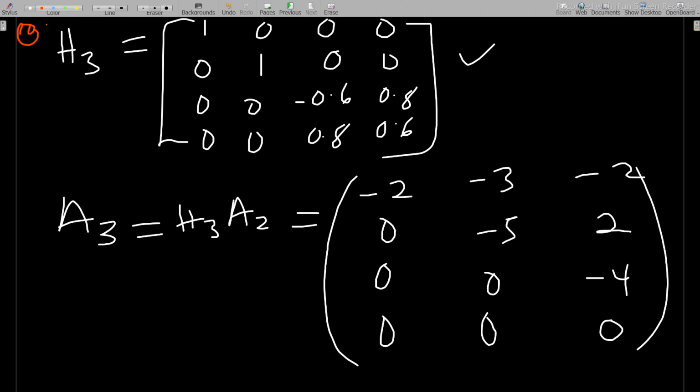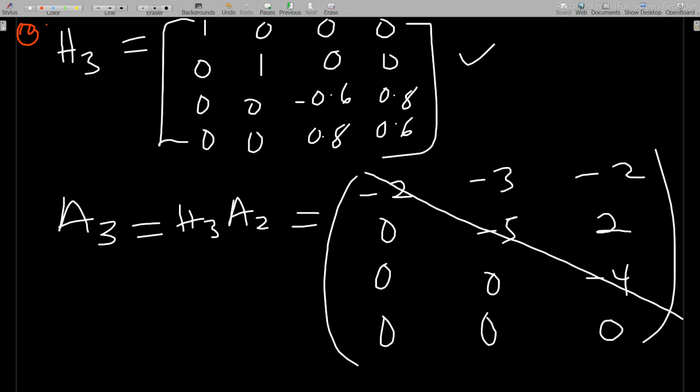So at the end, this will be my R. We said that the last A3, or the last Ak that we do, we've been able to transform A0 to an upper triangular matrix where diagonals here just go straight like this, and every element under the diagonal elements is 0. That is what we wanted to do.